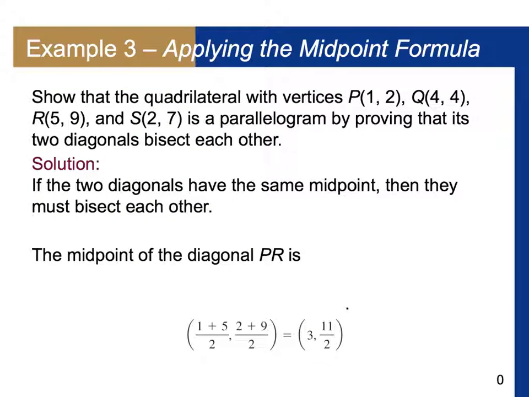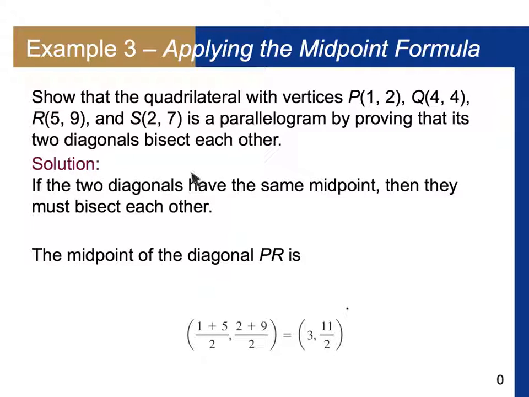Okay, so here's an example where we're looking at a quadrilateral, which is a four-sided figure, and it has these 4 points or vertices. P is (1, 2), Q is (4, 4), R is (5, 9), and S is (2, 7). Okay, and we're going to prove that it's a parallelogram, and we can prove that by proving that its two diagonals bisect each other.